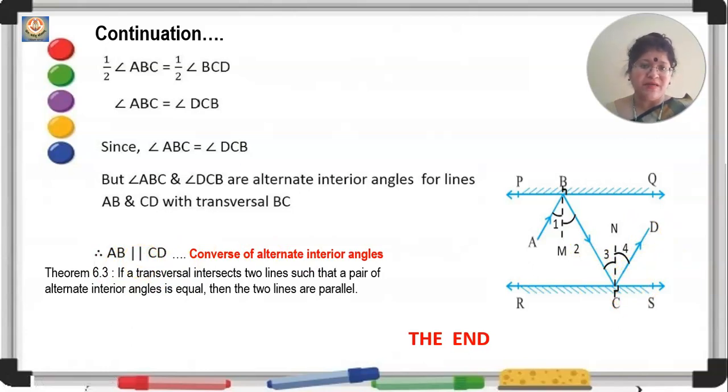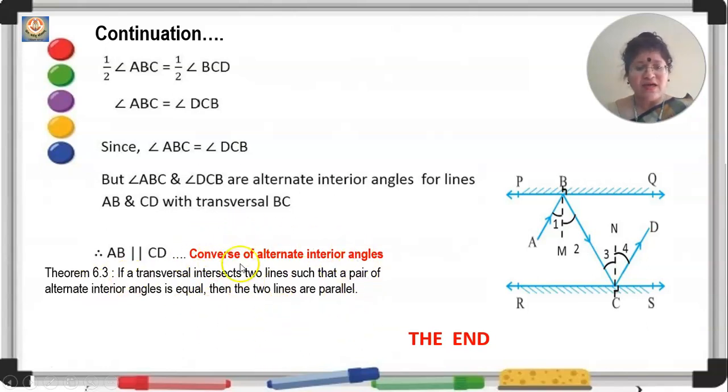You have learned a theorem in the earlier video lessons. If a transversal intersects two lines, so isn't BC a transversal? Isn't it intersecting line AB and line CD? So if it intersects two lines such that a pair of alternate interior angles is equal. So we got angle ABC congruent to angle DCB. So we got a pair of angles which are congruent. But what kind of angles are they? They are alternate angles. So in such a case, the lines will be parallel.